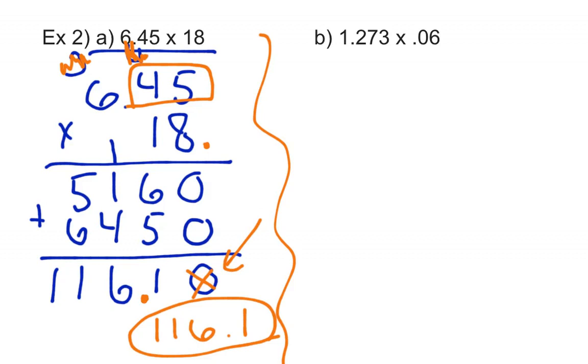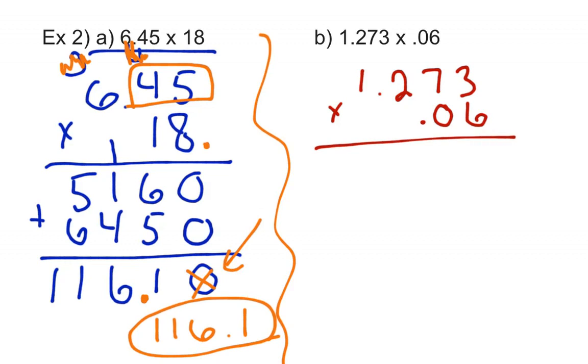Next one. 1.273 times 0.06. So 1.273 times 0.06. Okay, again, I'm using this right justification where the numbers on the right are going to line up. Let's go ahead and multiply.